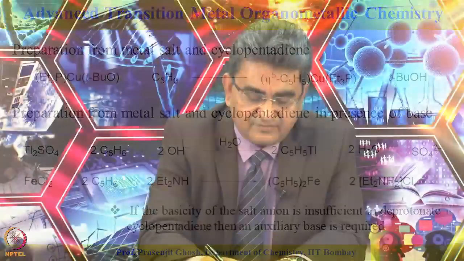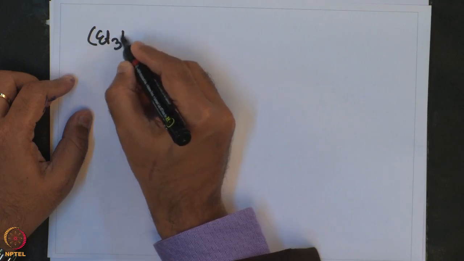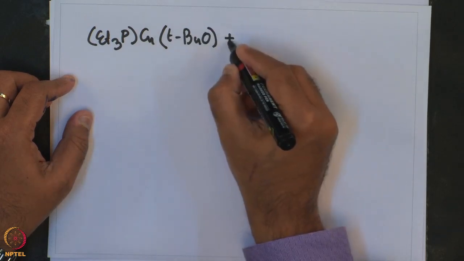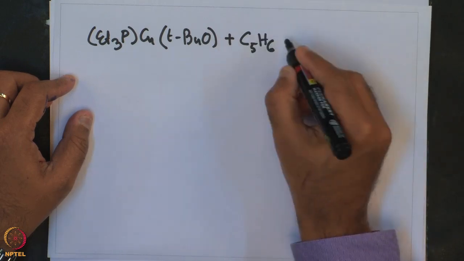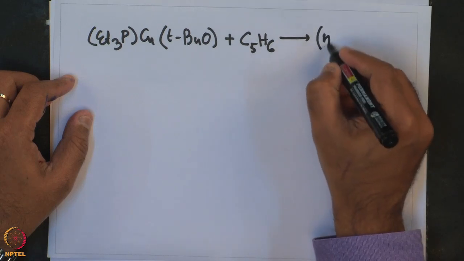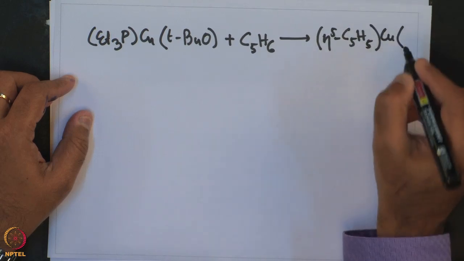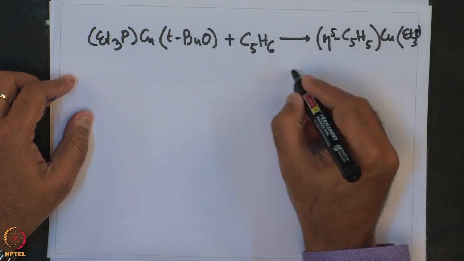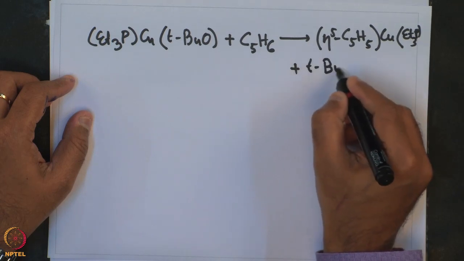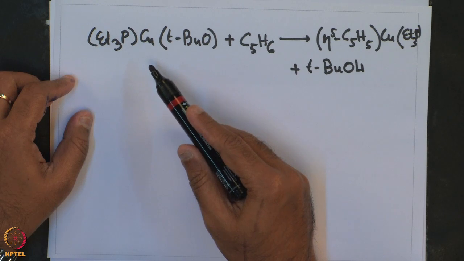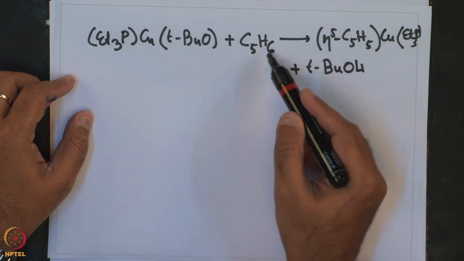Similarly, along the same line, one can see the reaction of a metal salt with cyclopentadiene, in the case of copper, for example, triethyl phosphine copper t-butoxide and cyclopentadiene gives eta 5 C5H5 Cu PEt3 along with t-butanol. So, over here the t-butoxide moiety on copper is getting protonated with the Cp hydrogen.